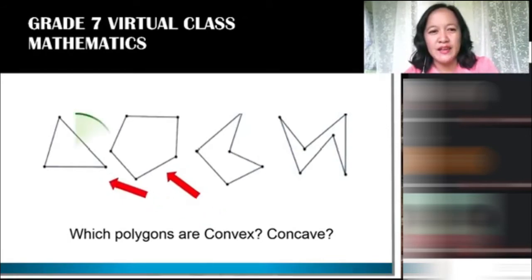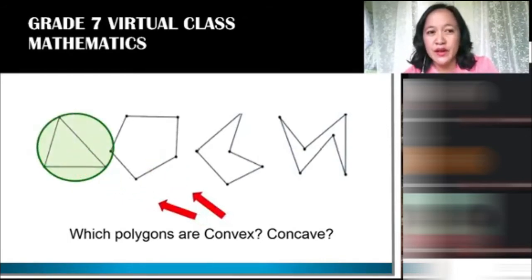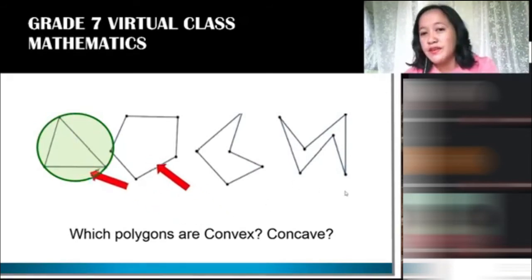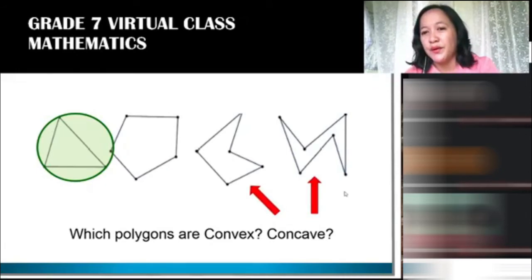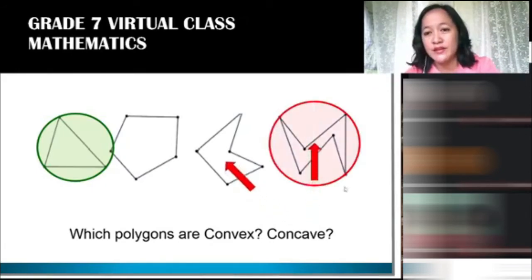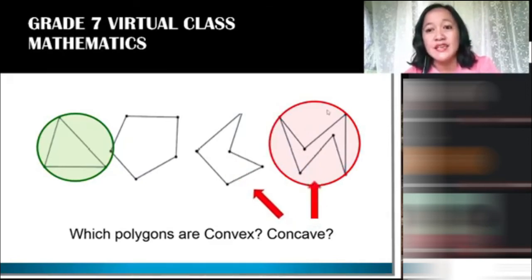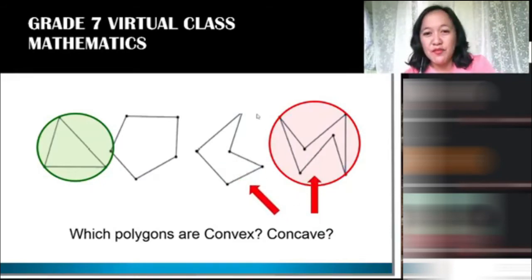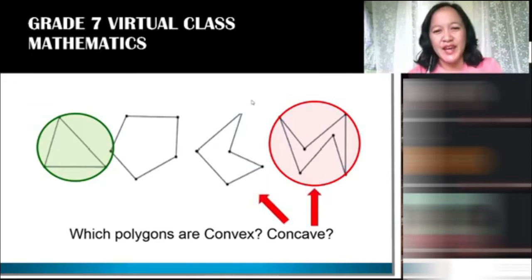So, why? If we're going to draw a circle around it, lahat ng vertices niya is on the circle. And of course, these 2 last figures, these are concave. Because if we're going to draw a circle around it, look at these vertices. So, merong 3 vertices that is not on the circle. So, alam na bang pagkakaiba ng convex at concave? Ma'am, opo. Okay, very good.